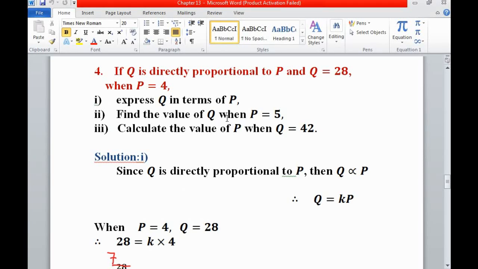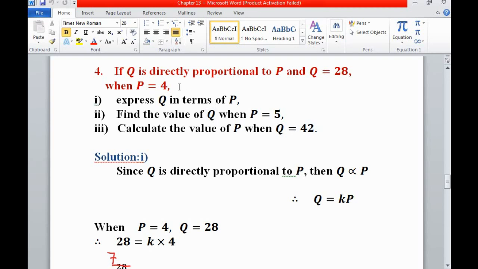New Syllabus Mathematics Book 2, Exercise 1A, Question number 4. If Q is directly proportional to P and Q equals 28 when P equals 4, the first part from the question is to express Q in terms of P. Second part is find the value of Q when P equals 5. And the third part is calculate the value of P when Q equals 42.